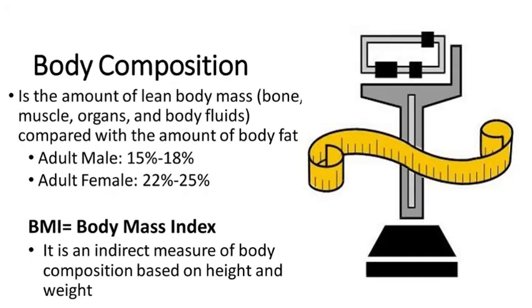Body composition. It is the amount of lean body mass, bone, muscle, organs, and body fluids compared with the amount of body fat. So adult males should have about 15 to 18%, and adult females should have 22 to 25%. This is called your BMI. Stands for body mass index. It is an indirect measure of body composition based on height and weight.